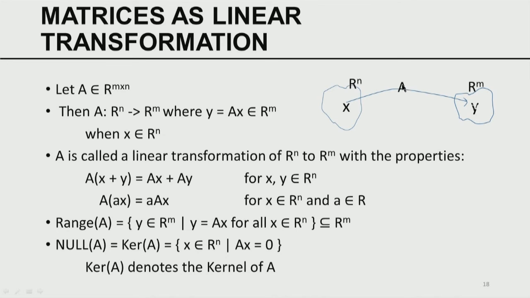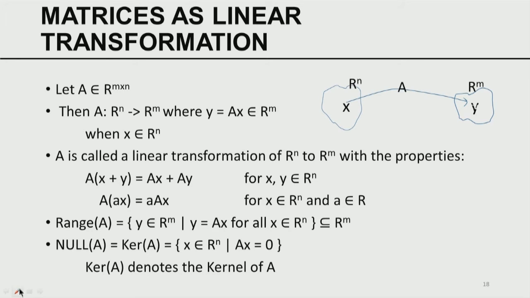A is the matrix which is m by n. So if you take an n-vector and multiply it by an m by n matrix, I get an m-vector. So it transforms n-vectors to m-vectors, and that transformation is induced by the matrix A. So we call A an operator or a transformation. The words operator and transformation are used synonymously.